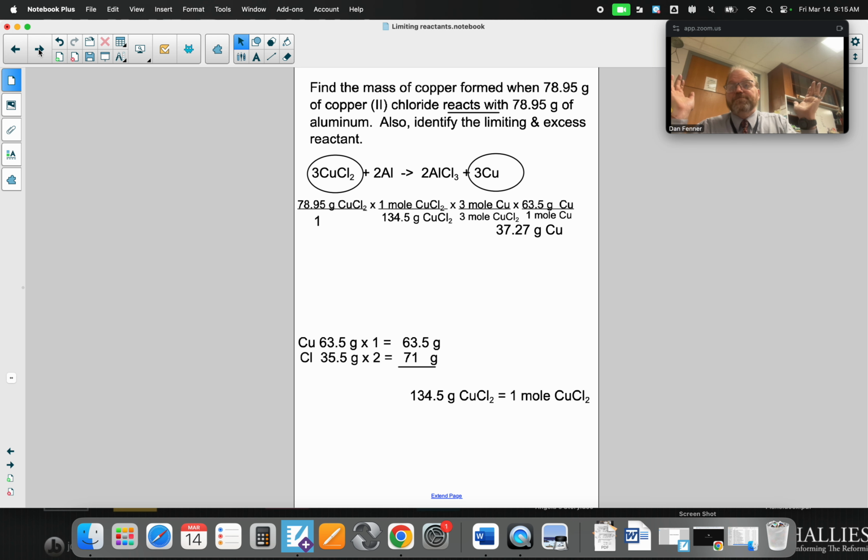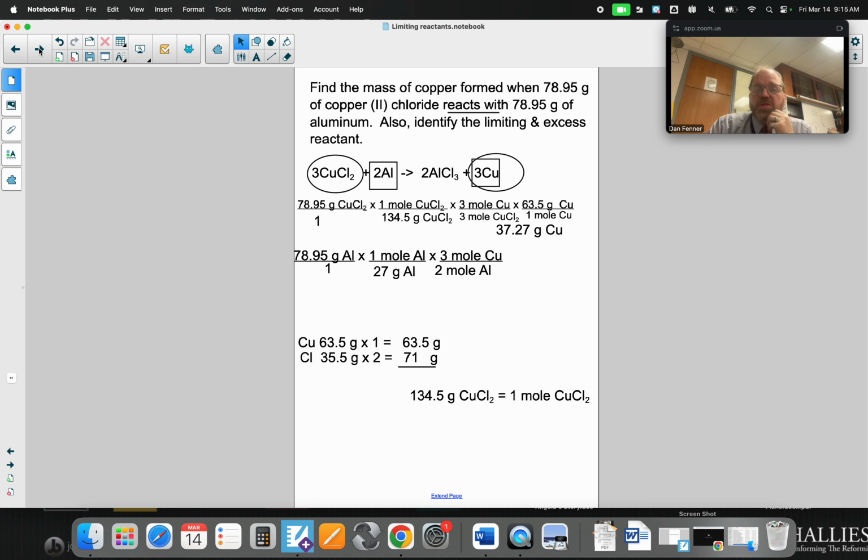Answer? Don't know yet. Got to figure it out. So let's take the other value. We take 78.95 grams of aluminum. Aluminum is an element, periodic chart. Atomic mass, 27 grams, 1 mole of aluminum. Now, we want the relationship there. We're going from aluminum to copper, going to the same substance. We're 2 to 3, so 3 moles of copper, 2 moles of aluminum.